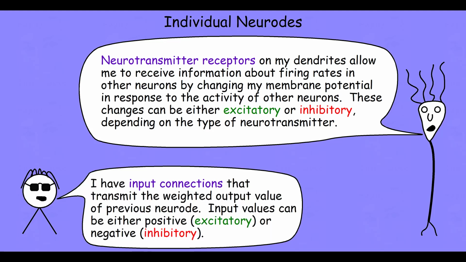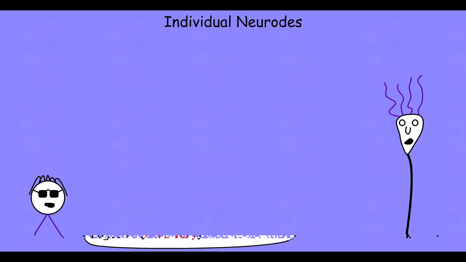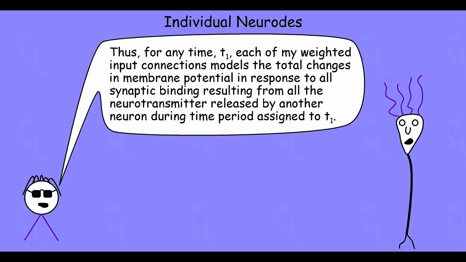Similarly, these individual units have input connections that transmit a weighted output value from the previous unit. Input values can be either positive, which would correspond to excitatory, or negative, which would correspond to inhibitory. Thus, for any time period, call it T1, each of the weighted input connections to our typical unit models the total changes in membrane potential in response to all the synaptic binding resulting from all the neurotransmitter released by another neuron during the time period assigned to T1.